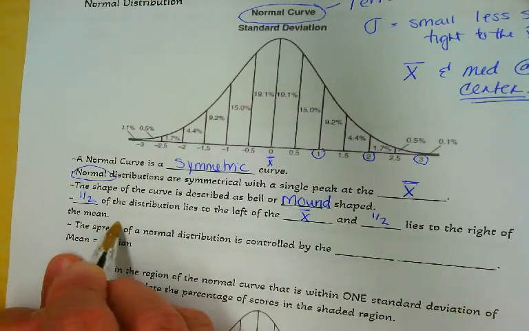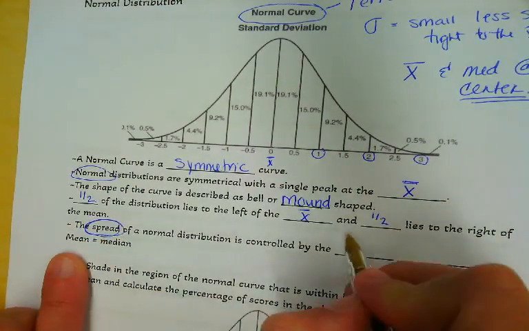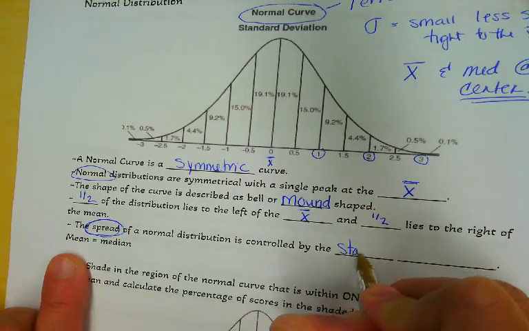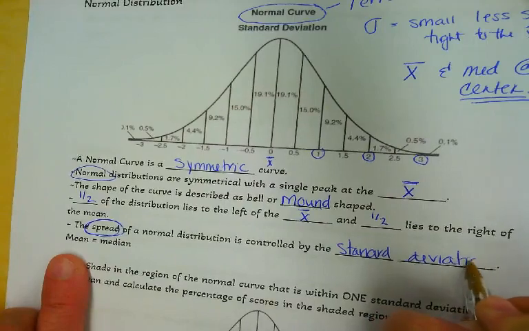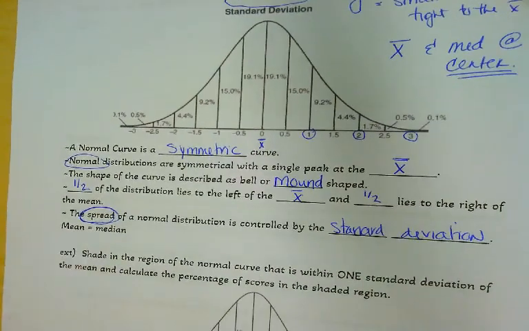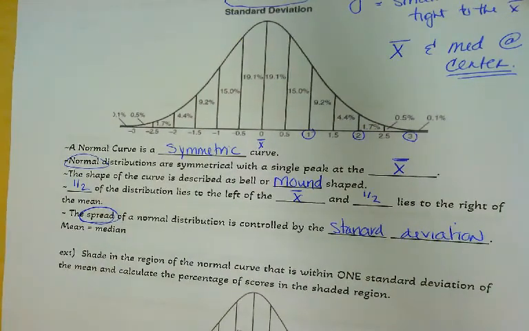The spread, so anytime we talk about spread, the spread of the normal distribution is controlled by the standard deviation. That, again, is telling us how far away we are from the mean. And our goal is to have that small standard deviation.